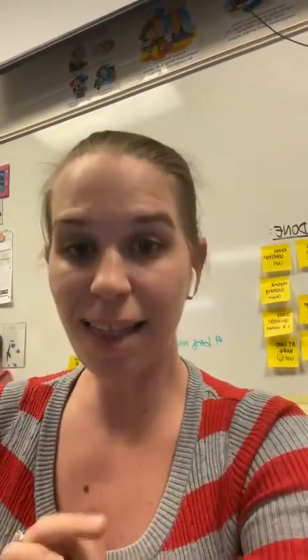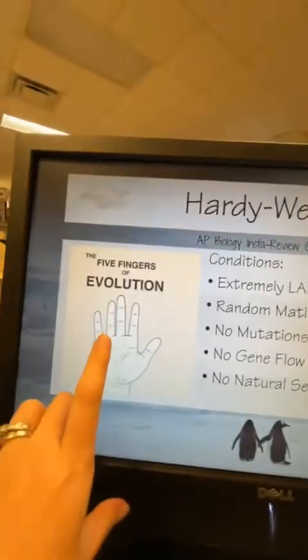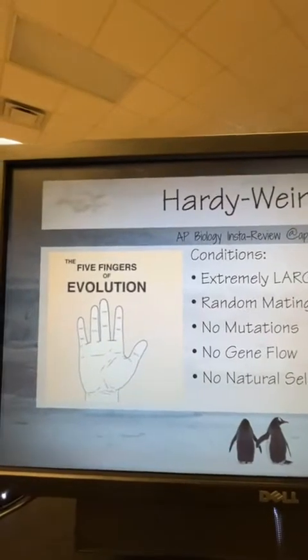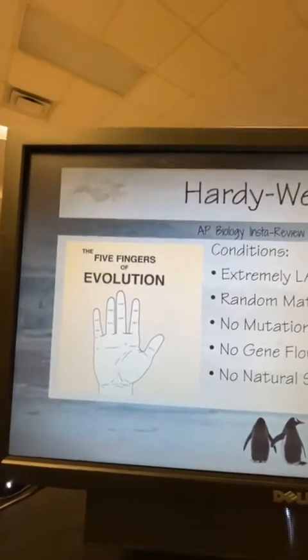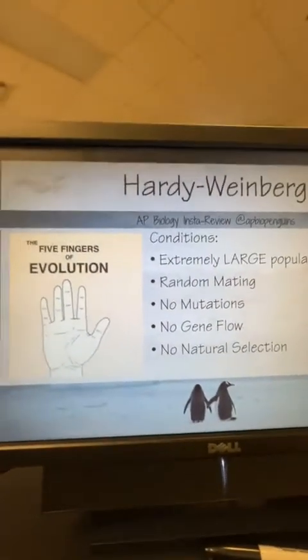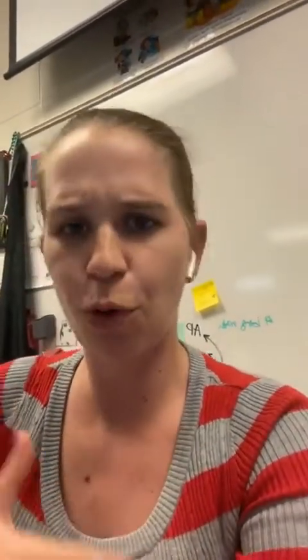The second thing that we have to have, and if you notice, I'm actually wearing my rings today. My students know that I forget my rings on the daily. So the ring finger represents mating, right? We need to have random mating. There cannot be one trait that is favorable. We can't have intersexual or intrasexual selection. We have to have random mating. It has to be random, so there's no potential for one trait to be more favorable or less favorable in terms of mating.